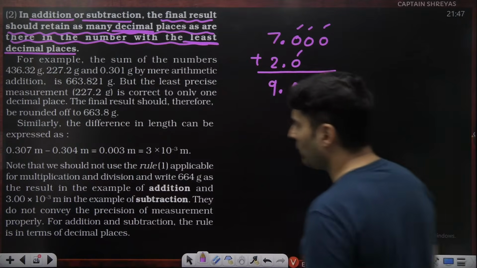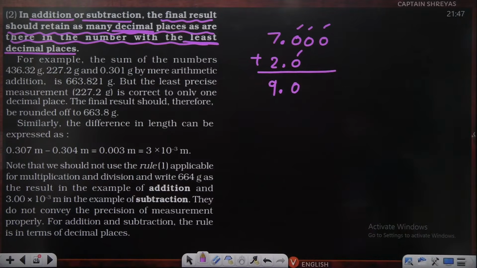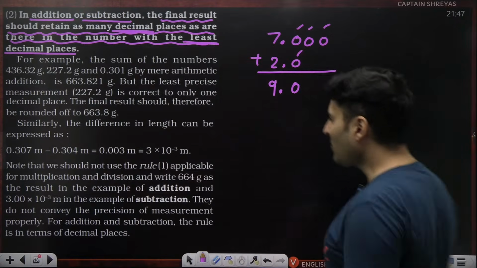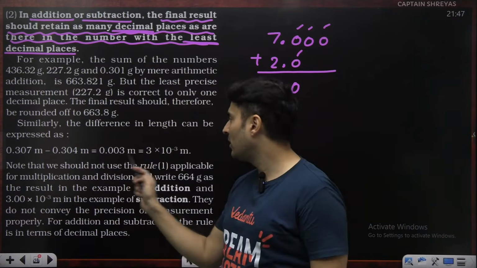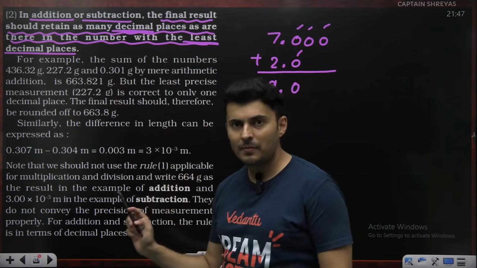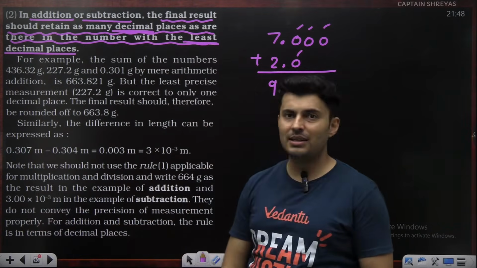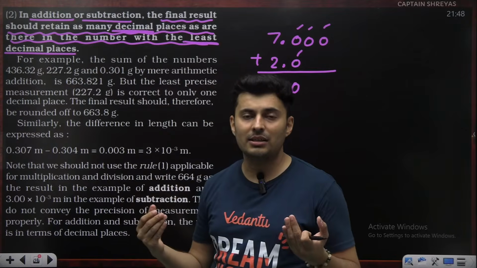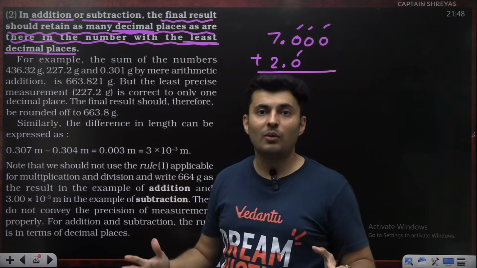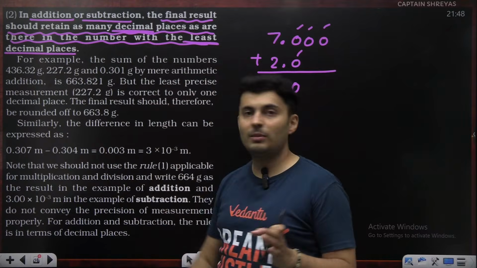Now, in the last part of that note, we should not use the rule applicable for multiplication and division and write 664 as the result in the example of addition, and 3.00 into 10 to the power minus 3 in the result of subtraction. They do not convey the precision of the measurement properly. For addition and subtraction, the rule is in terms of decimal places. Even if you write this number as 3 into 10 to the power minus 3, it is fine. There is no need of writing 3.00 into 10 to the power minus 3, because for addition and subtraction, significant figures is not what you worry about. You worry about the decimal places.